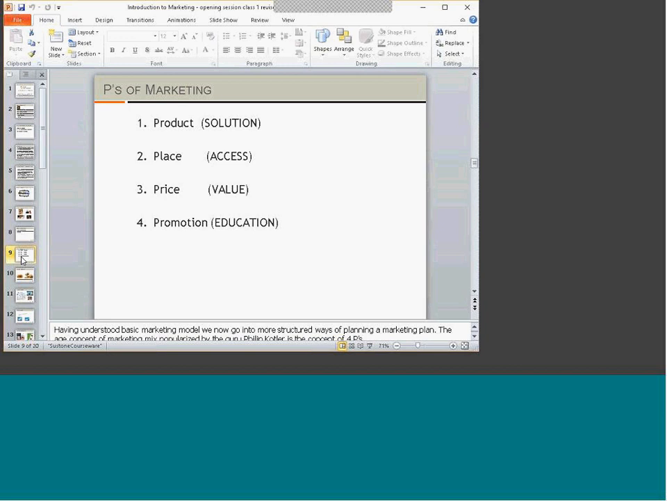Okay, so the 4 P's, we have product, place, price, promotion. These were the 4 P's which have been immemorially known to all of us. By logic, we say that first there needs to be a product. So what to sell? We need to know what is the value or the price of that. So how much to sell it for? Then where it will be available.